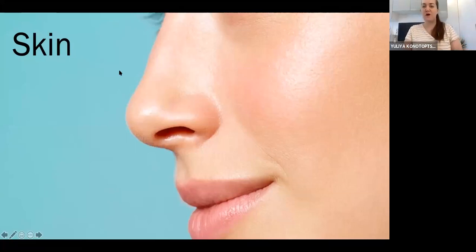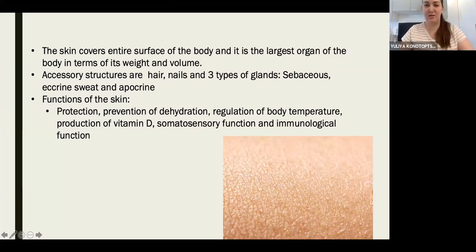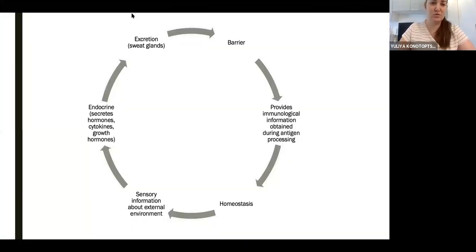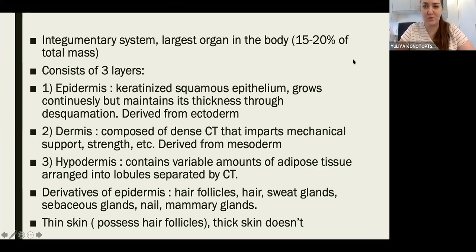Okay, so skin functions, blah, blah, blah. Read it at home. So what's another name for skin? It is also known as the integumentary system. Sometimes in self-control, you can see this. Integumentary system is your skin. What is it? It's an organ, and it is the largest organ there is.